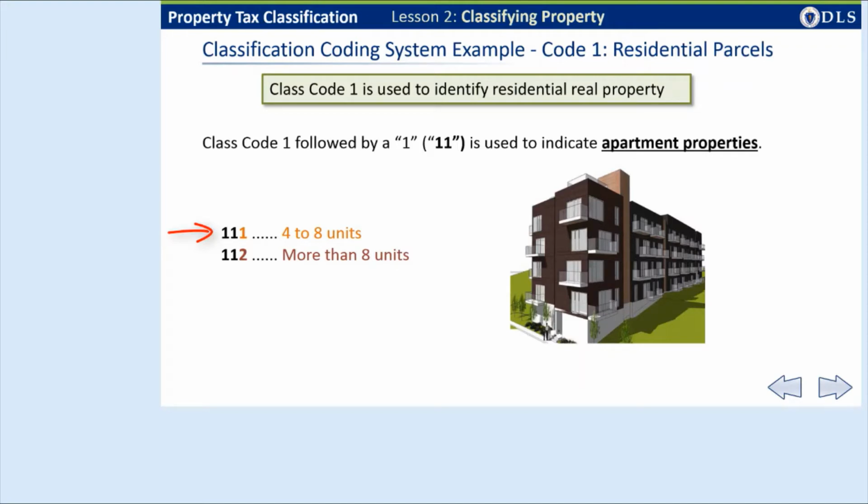The first digit 1 indicates a residential parcel. The second digit 1 indicates that there's an apartment building on the residential parcel. The third digit 1 indicates that the apartment building has 4 to 8 units.